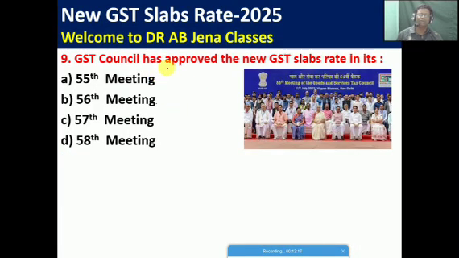Next one friends, the GST Council approved the new GST slab rates in which meeting: the 55th, 56th, 57th, or 58th GST Council meeting? The right option is B.